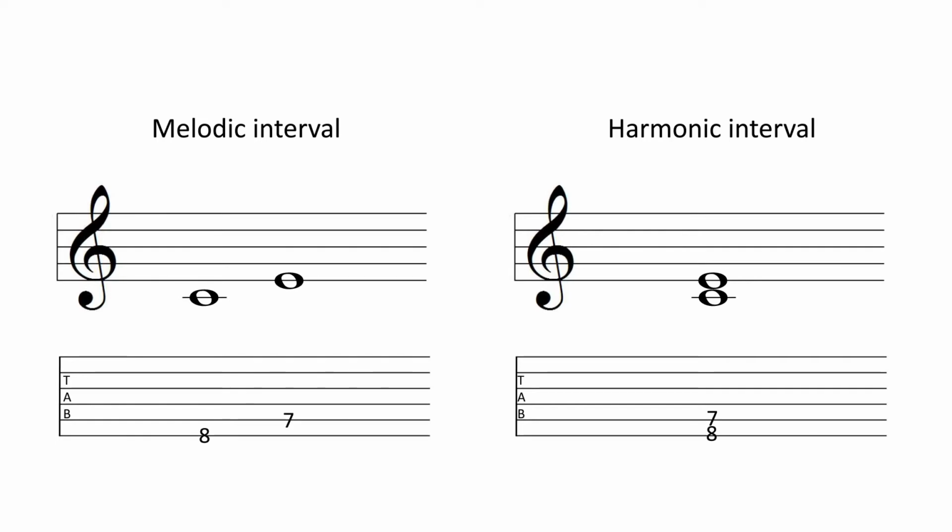There are two types of intervals, melodic and harmonic intervals. Melodic intervals are two notes played separately, while harmonic intervals are two notes played at the same time.